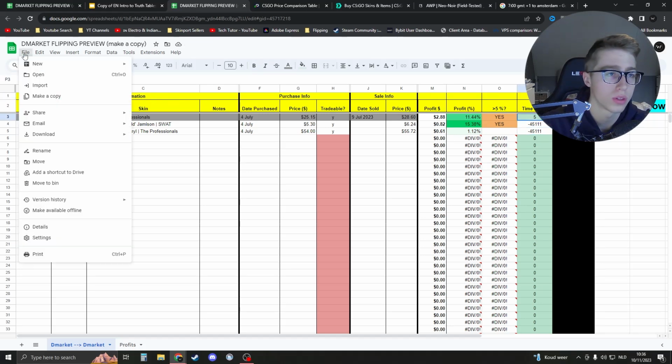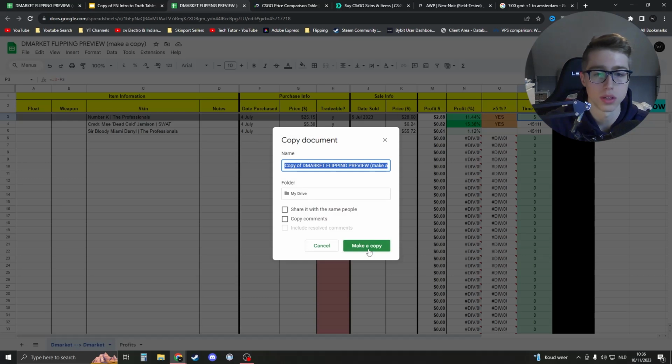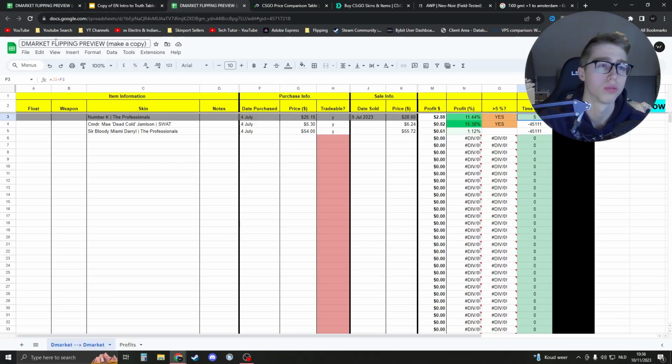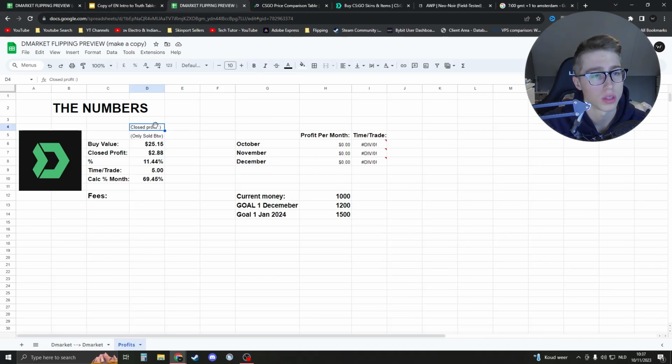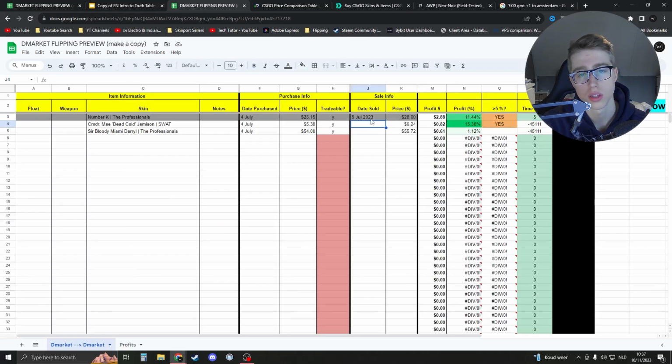Now, what you're gonna do is go to file, click on make a copy, and then you have your own copy, rename it to anything you'd like, and then you have the spreadsheet. So you have this part where you're going to put in the skins, and then you have the profit. So this is the buy value. This is like the closed profit that you make. So if you have actually sold the skin, then it only counts the skins that you sold. So date sold is 0.